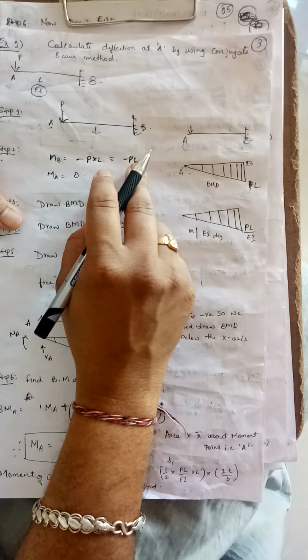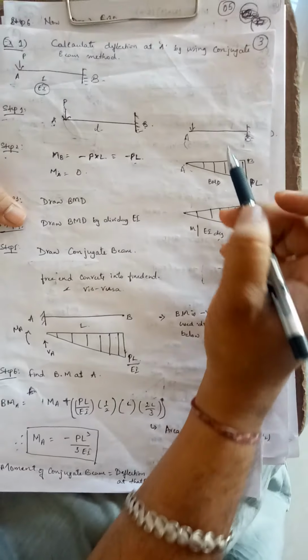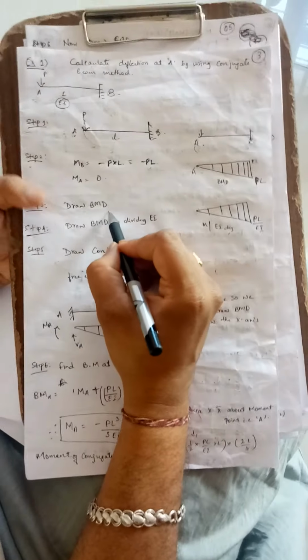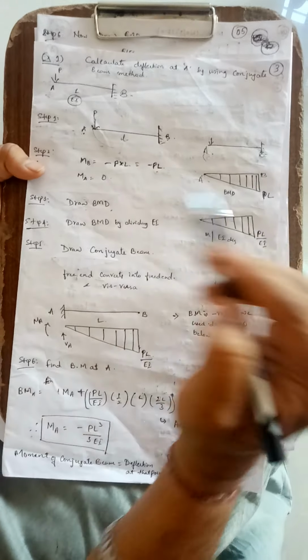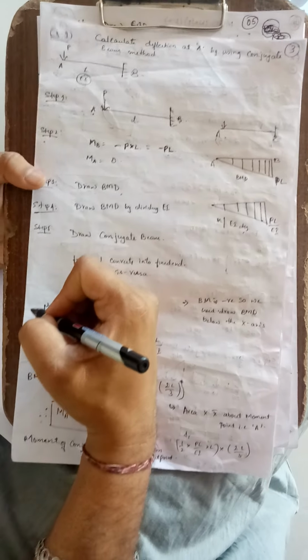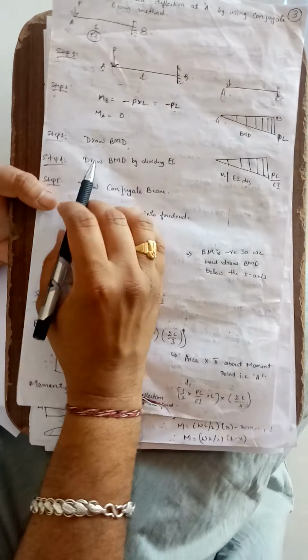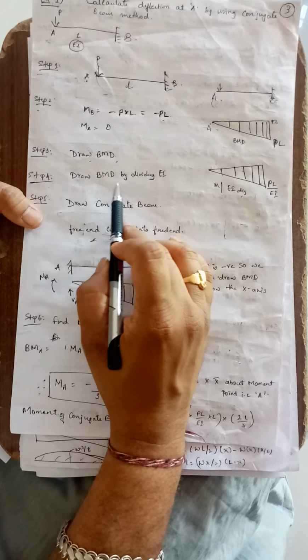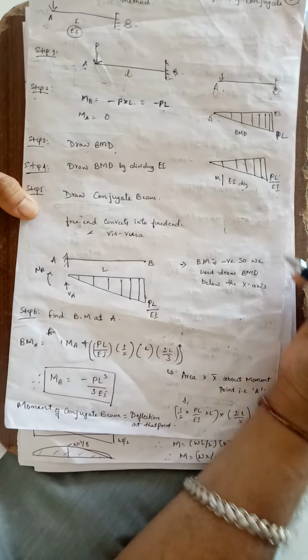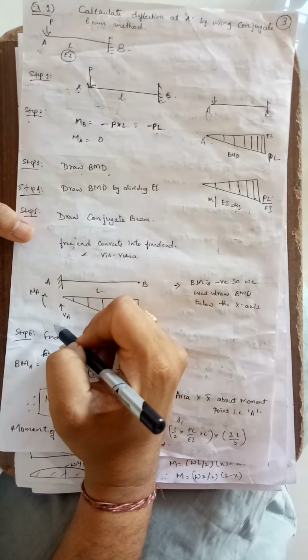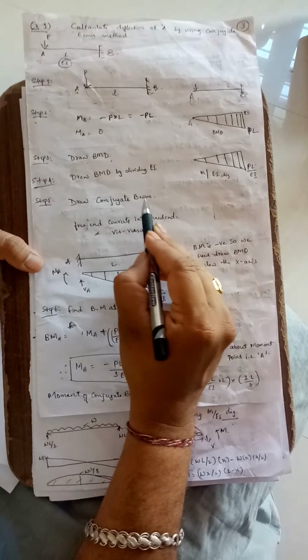For this, we need to draw the BMD. The next step is to draw the BMD for the real beam. Next step, step 4, is to draw the M by EI diagram, meaning the BMD divided by EI. Next step, draw the conjugate beam.